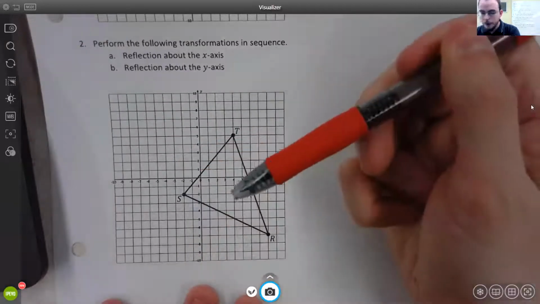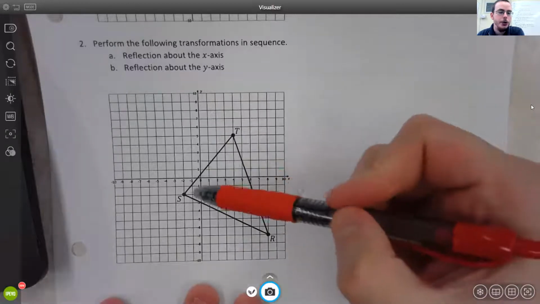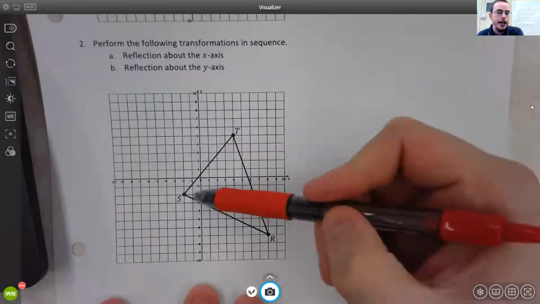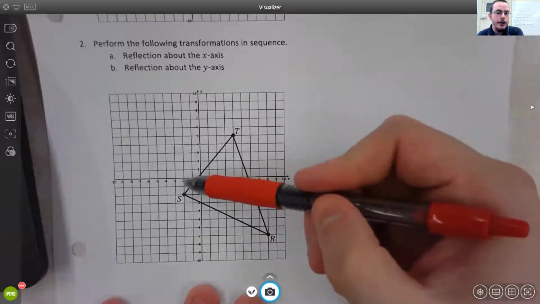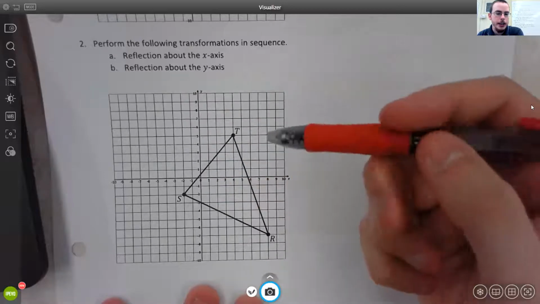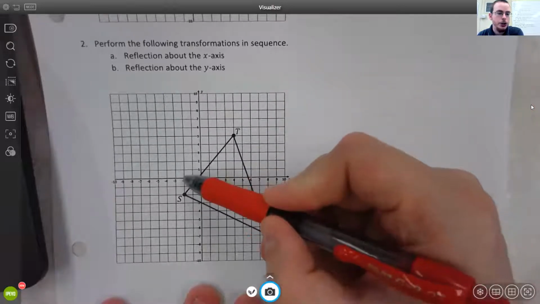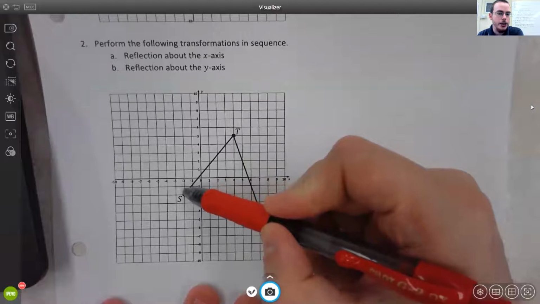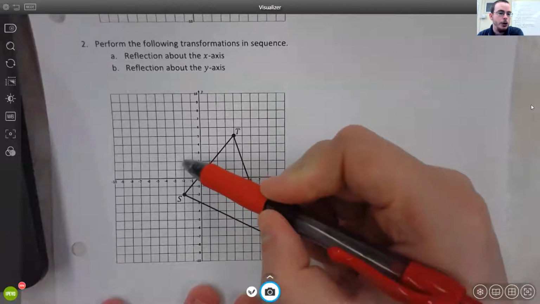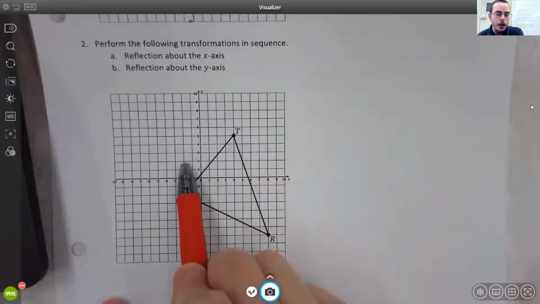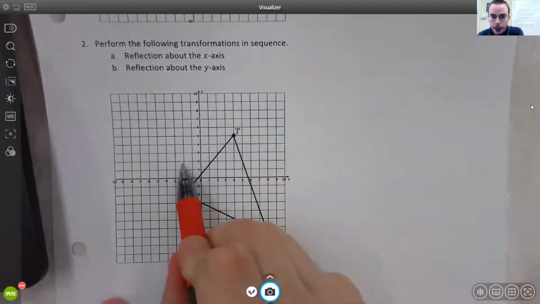So remember, when you're reflecting over the x-axis, you're counting the spaces that S is away and then counting in the opposite direction that same number of spaces. So S is 2 below the x-axis, so S prime would be 2 above. Well, so now you're here.